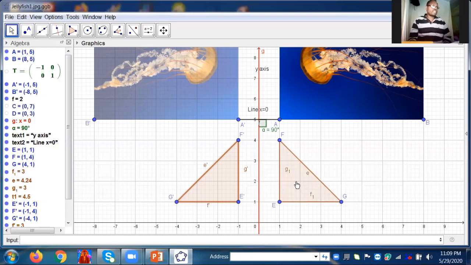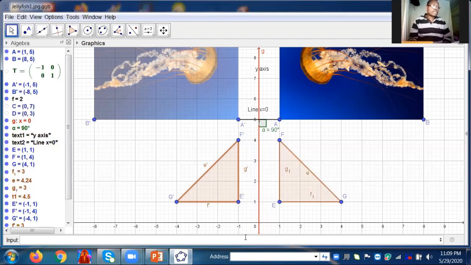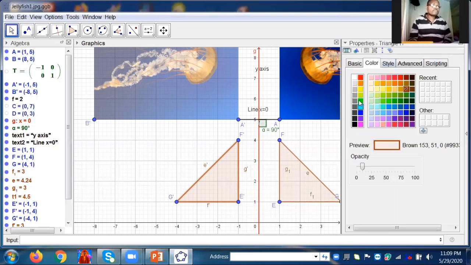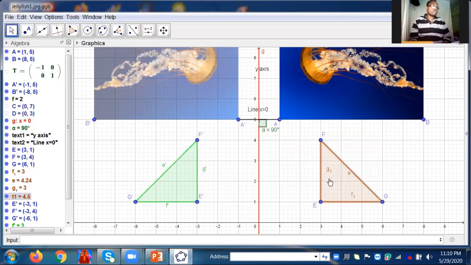I can move the object, and you are going to see the behavior of the image. You can even change the color of the image. We can make it color green. So the image is there. We can move the image. Let's move the triangle further, and then we see the behavior of the image. The image also moves further, and the distance between the triangle and the mirror line is the same as the distance from the mirror line to the image.